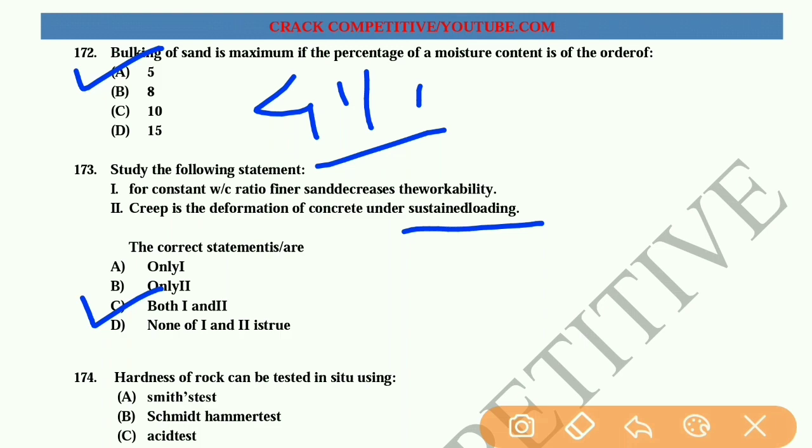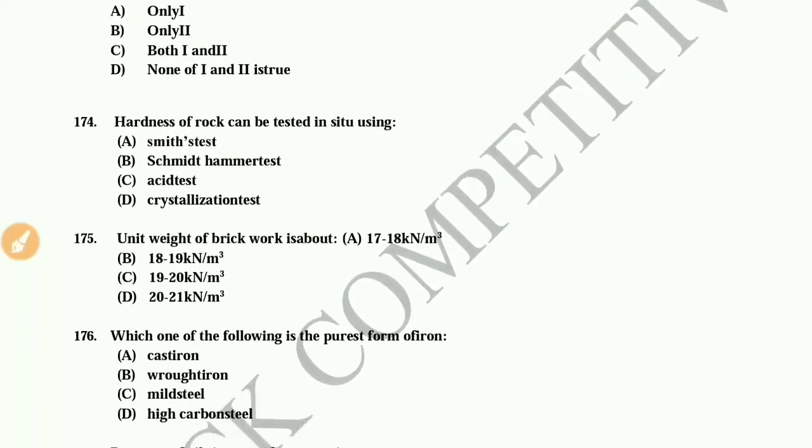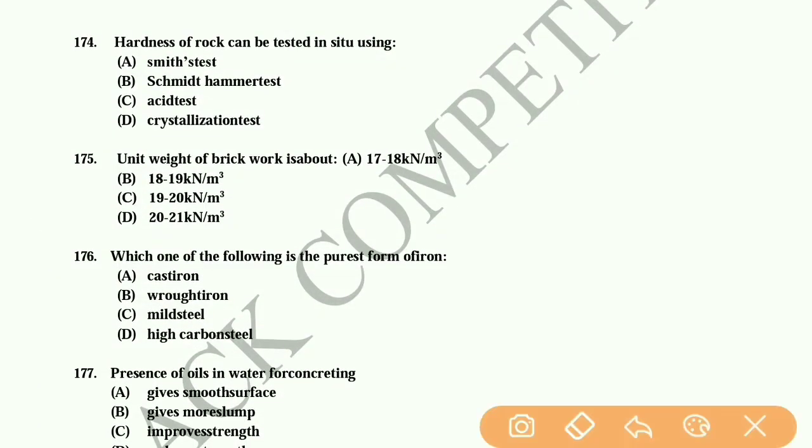Okay, hardness of rock is tested in situ using hammer test. Okay, so option B जो है वो right हो जाएगा. Unit weight of brick work should be option C, 19 to 20 kilonewton per meter cube.